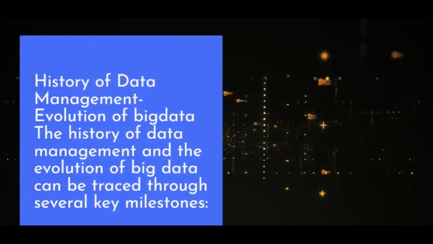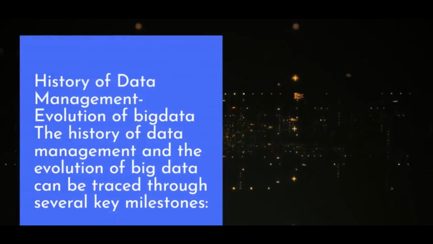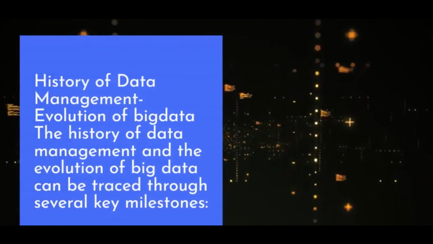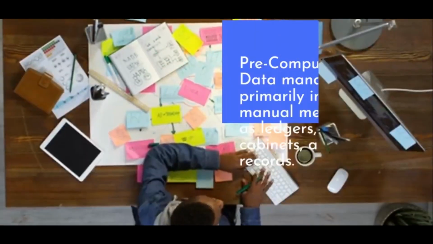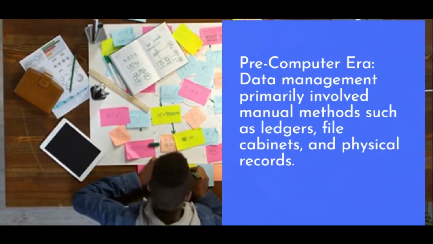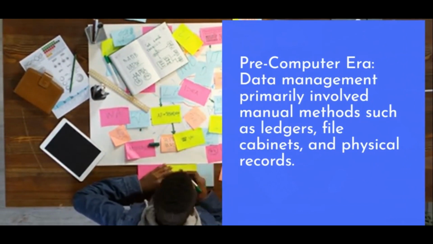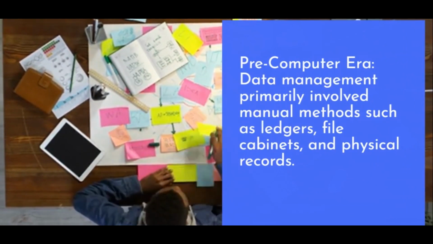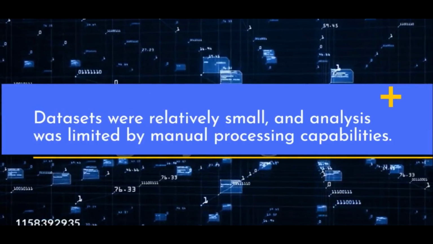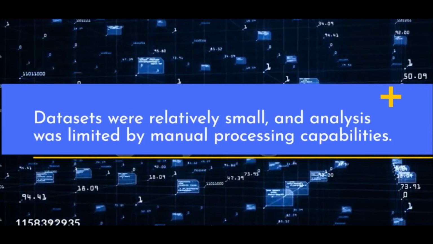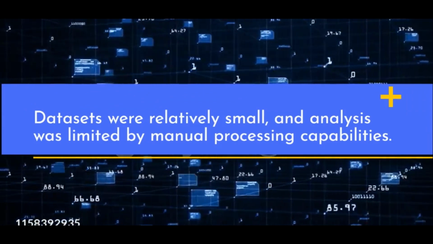Evolution of big data. The history of data management and the evolution of big data can be traced through several key milestones. Pre-computer era. Data management primarily involved manual methods such as ledgers, file cabinets, and physical records. Datasets were relatively small, and analysis was limited by manual processing capabilities.